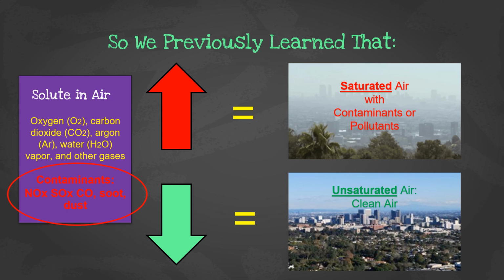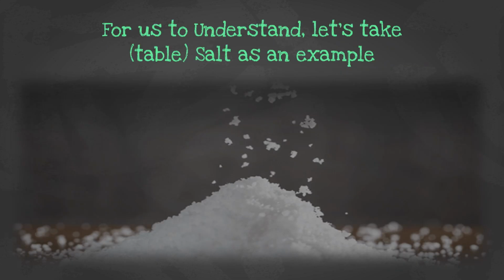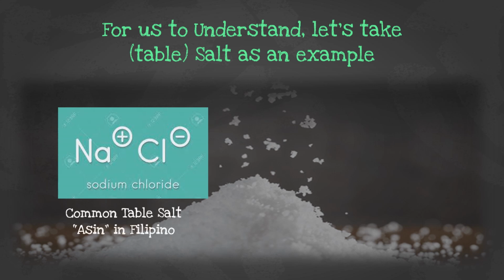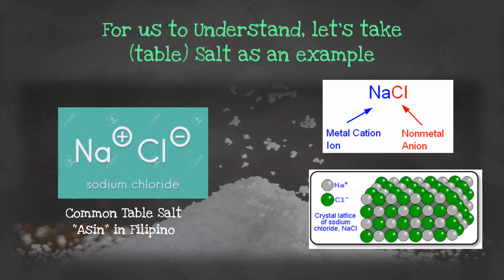Indeed, this is chemistry at work around us. Now, for us to understand this further, let's take our common table salt, or asin, in Tagalog. The common table salt is known in the chemistry world as sodium chloride, which is ionically bonded as a result of reaction between a sodium or metal cation or positive ion and chloride, a non-metal anion or negative ion. This forms a crystalline structure of sodium chloride or the table salt, the asin that makes our food tasty.